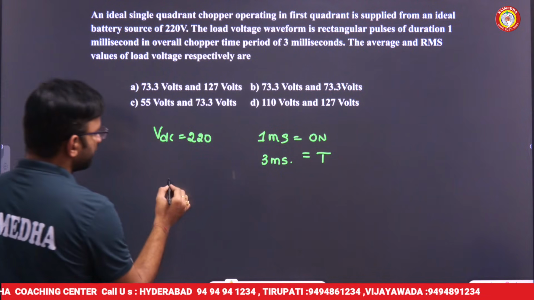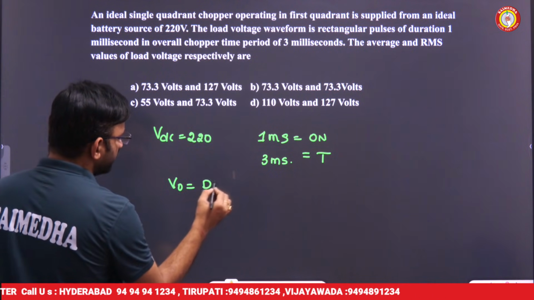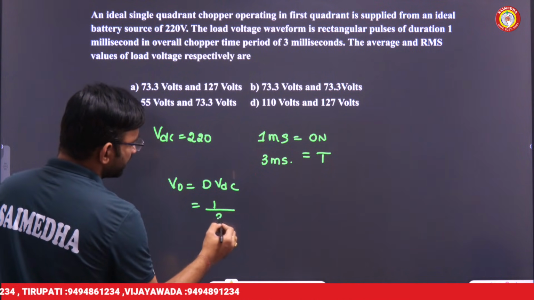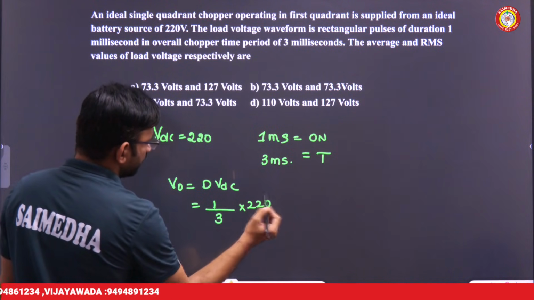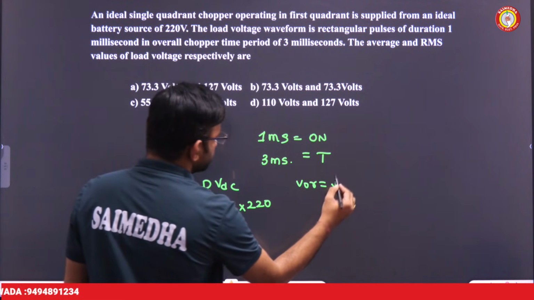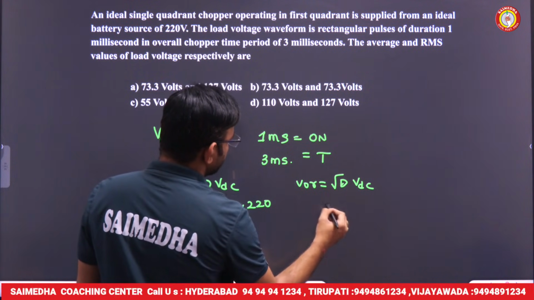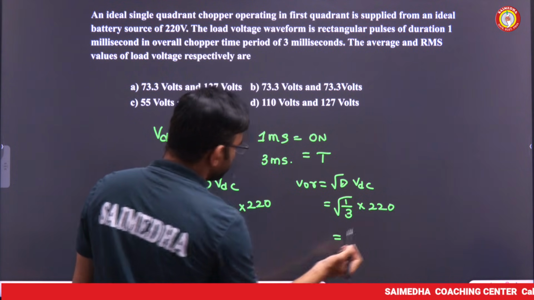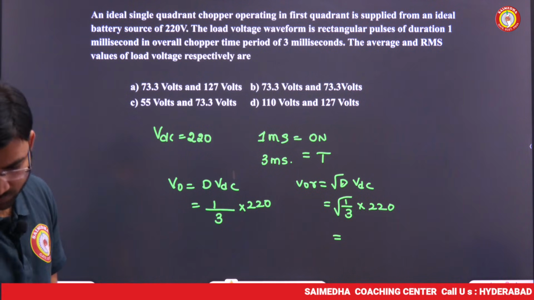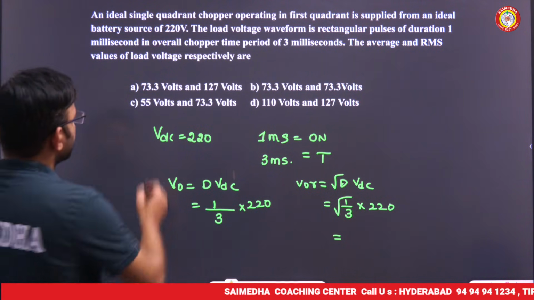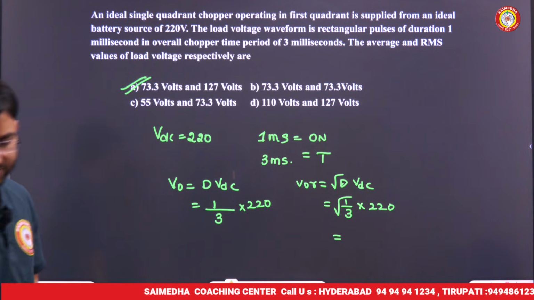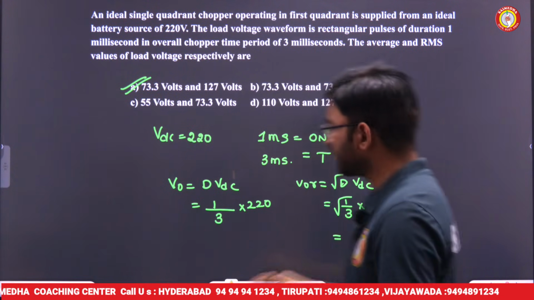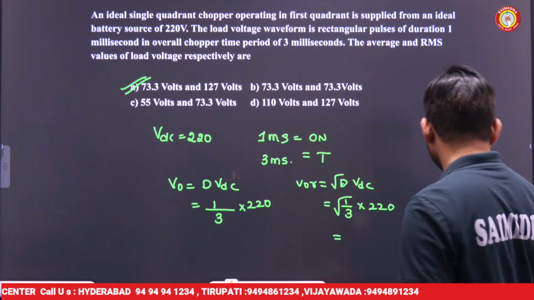In the case of a buck chopper, what is the average value? V0 equals D times VDC. D is nothing but the on period divided by the total time period, into 220. What about VRMS? VRMS equals the square root of D into VDC, so the square root of 1 divided by 3, into 220. If you do so, you will get around 73.33 volts and 127 volts. So these are related to our power electronics.